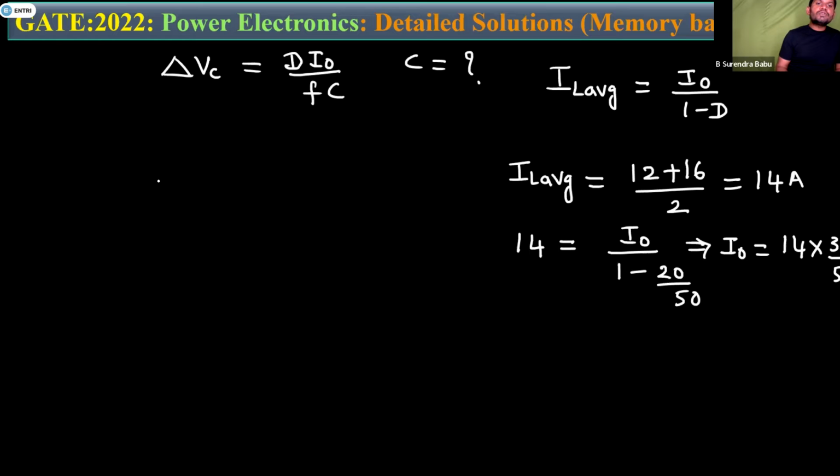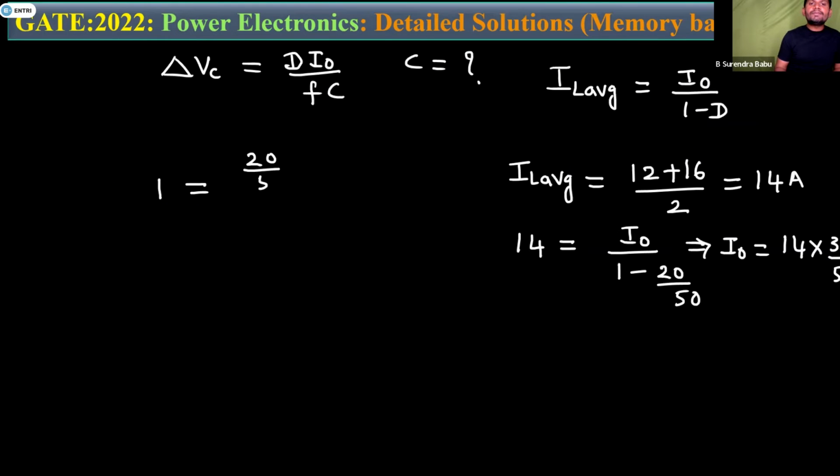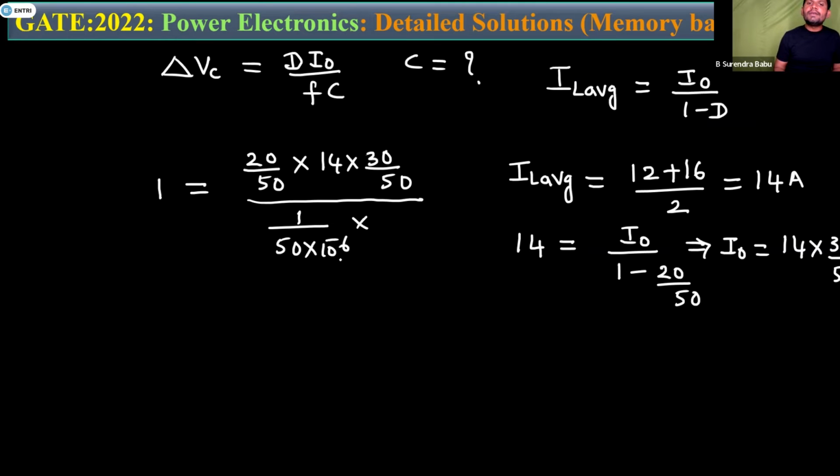Then you substitute all these values. Delta VC equal to 1, and D equal to 20 by 50, duty cycle equal to 20 by 50. I naught equal to 14 into 30 by 50. This is 30 by 50 by the frequency, 1 by 50 microseconds into 10 to the power of minus 6, into capacitance. Then what is the C value, students? Simplifying this, we get C equal to 168 microfarad.